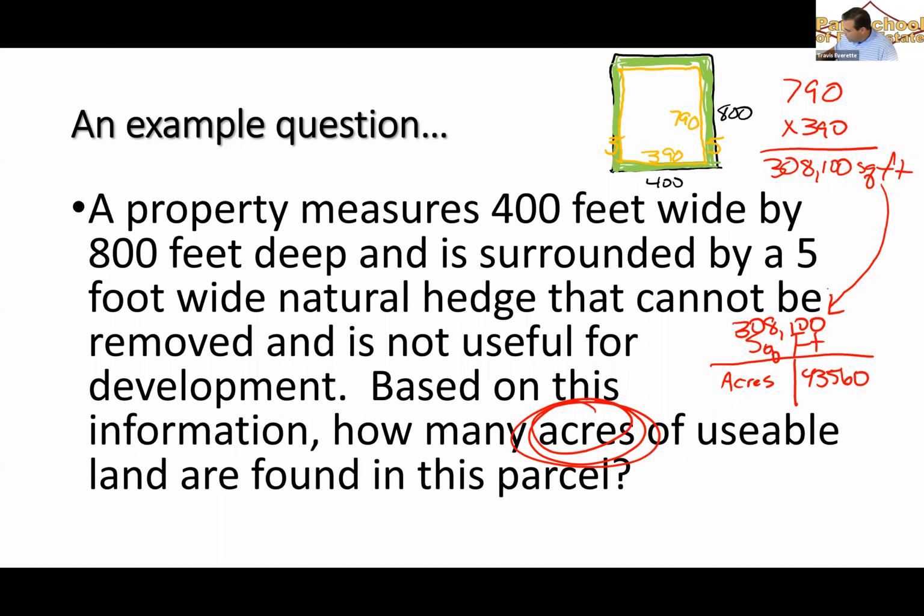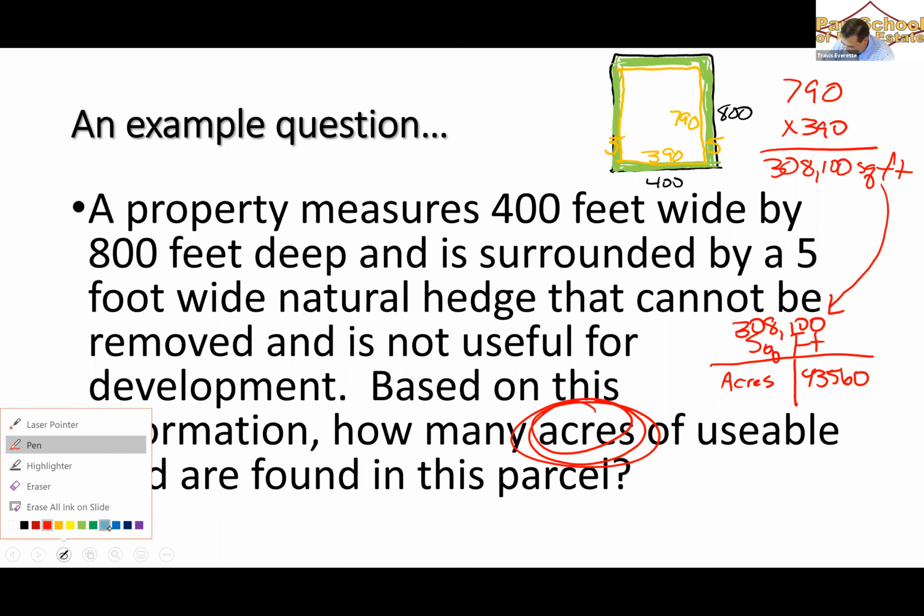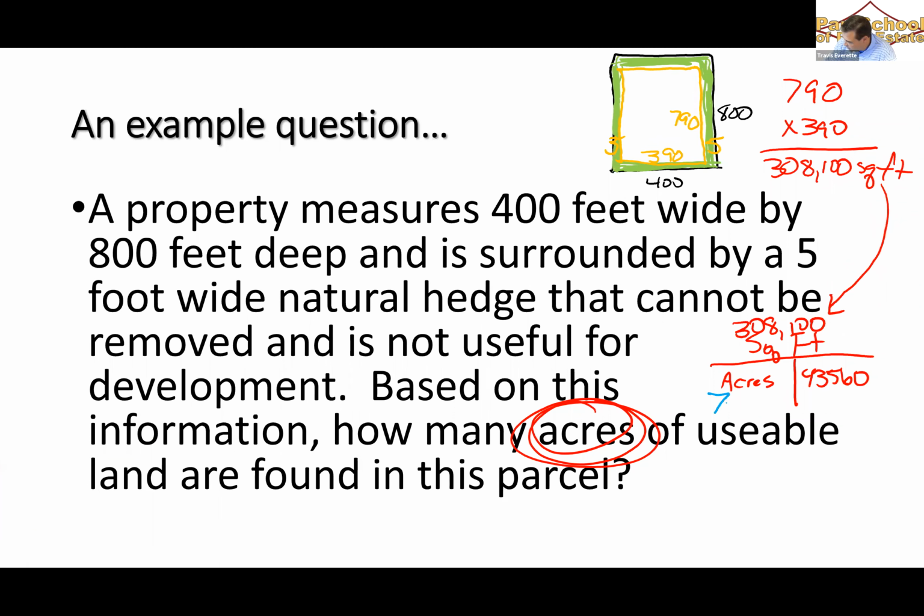308,100 divided by 43,560, because it's top and bottom. 1.1. I come up with a little over 7 acres, 7.0730.